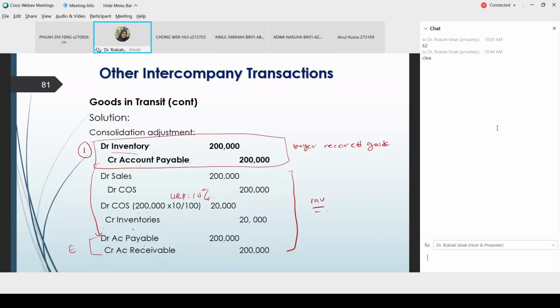So they debit inventory and credit accounts payable. This one is the elimination. For the purpose of consolidation, this is an elimination because it is a transaction between parent and subsidiary. So we need to eliminate these accounts payable: debit accounts payable, credit accounts receivable. Is it okay?